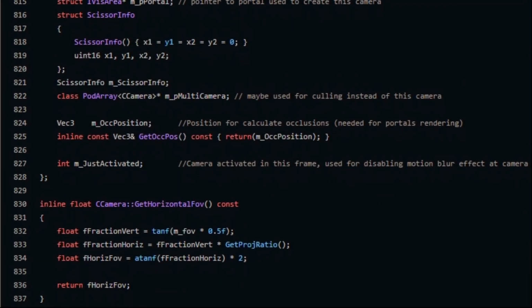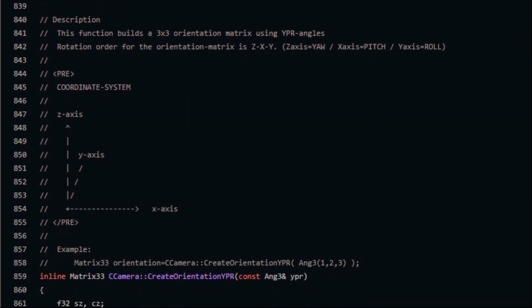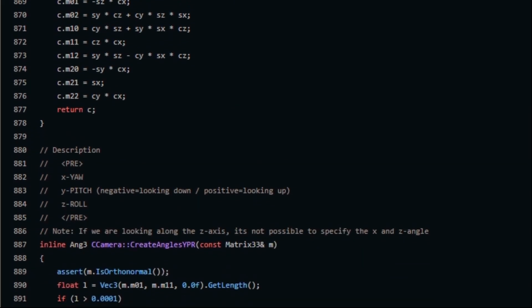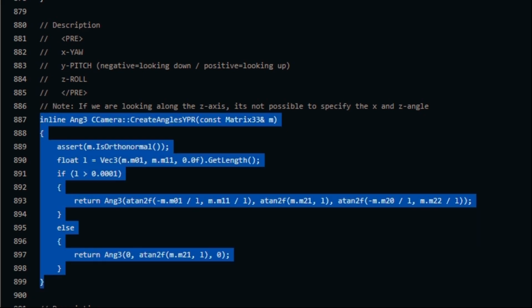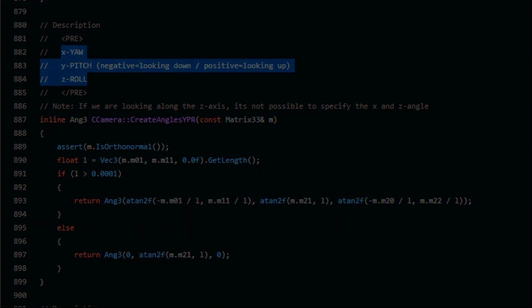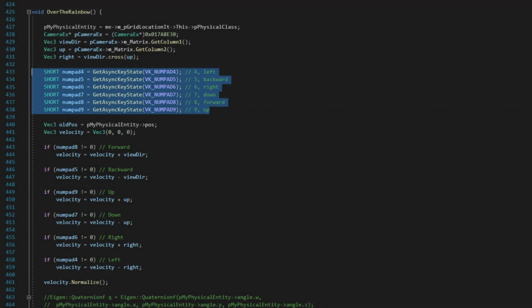Good for you, you guys might think. But here I am with some bullshit angles and no idea how to get the vectors. Fear not, digging around through thousands of CryEngine source code lines does come with some perks. Like this one, create angle YPR. It turns these vectors into your pitch and roll angles. Your homework now, in case you need it, is to invert this function, so input the angles and get the vectors back. Let's get to the last part, the user input and updating the position.